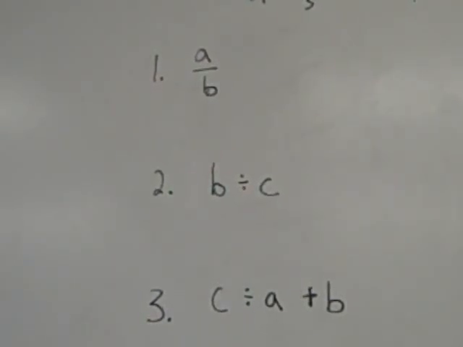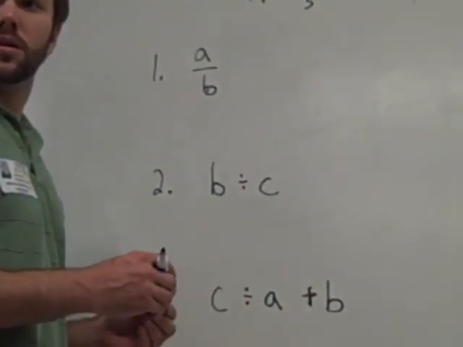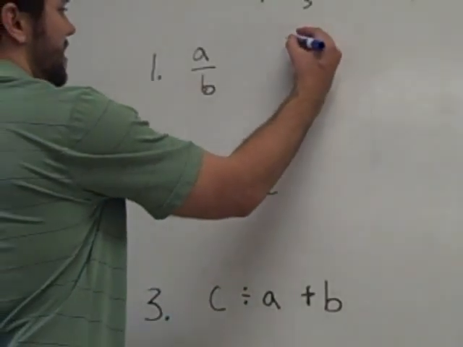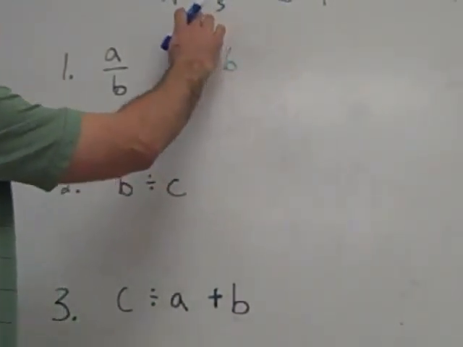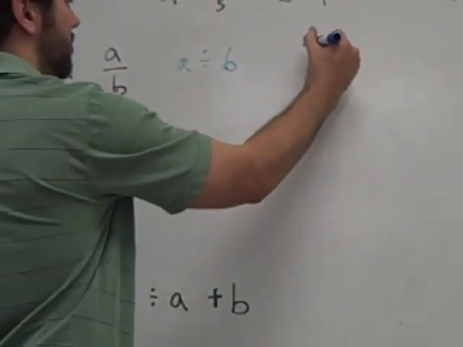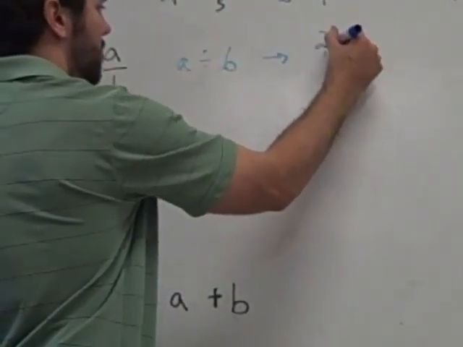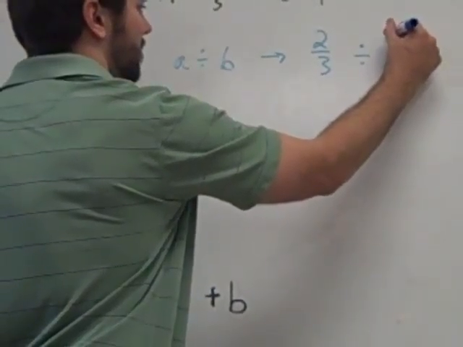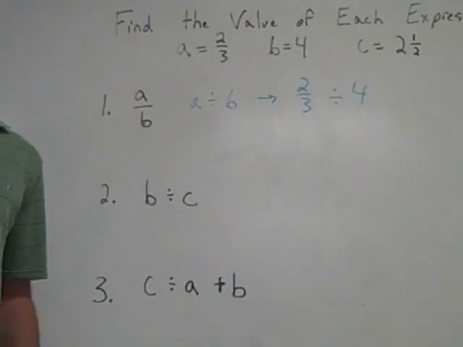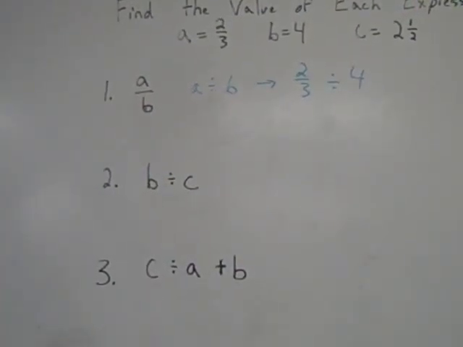So the first one I have A over B. What type of math is that? Dividing, right? What is that really saying? It's really saying A divided by B, right? So it's really 2/3 divided by 4. So now I just do what we've been doing.